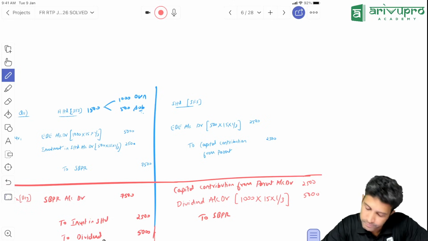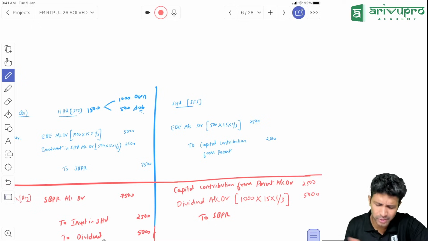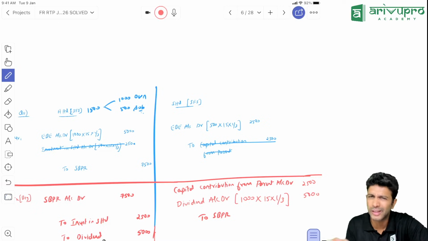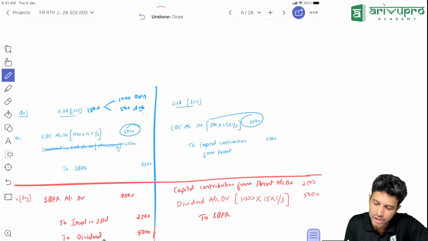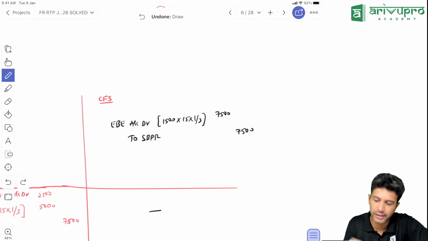Alright. In the consolidated financial statements, it's pretty straightforward. You just need to nullify this investment debit and this capital contribution credit. Both will get nullified. So effectively, employee benefit expense debit 5,000 and 2,500, SBPR credit 7,500. If you add these two, these will get cut off. So the effective entry will be employee benefit expense to SBPR 7,500, 7,500.